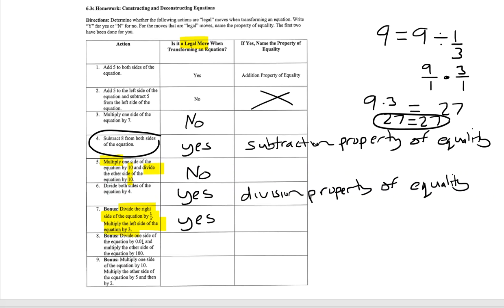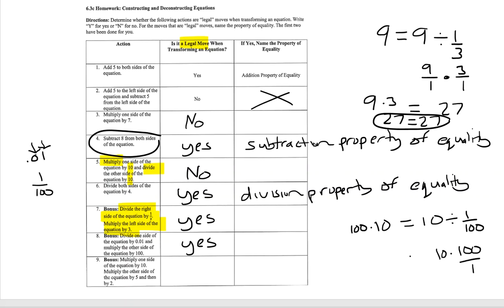Okay, let's look at the next one. Divide one side of the equation by 0.01. So let's just say our equation is 10 equals 10. You guys know that 0.01 as a fraction, this is tenths, this is hundredths, so this would be 1/100th. So if we divide one side of the equation by 1/100th and we multiply the other side of the equation by 100, that actually is a legal move, because when we divide by 1/100th, that's going to be times by 100/1.